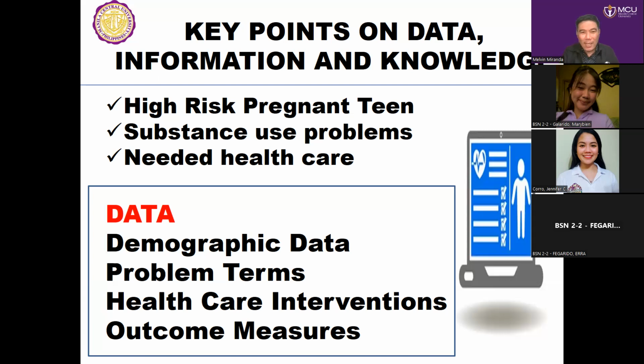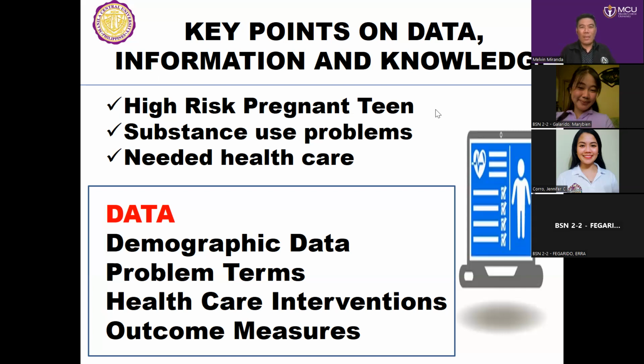Now, healthcare intervention. Needed healthcare. What is the intervention? Needed healthcare. We have a dilemma here: is needed healthcare information or data? Can I ask the consensus of everyone? Is needed healthcare information or data? We have identified the problem, substance use problems, but it identified needed healthcare. Is it information or data?